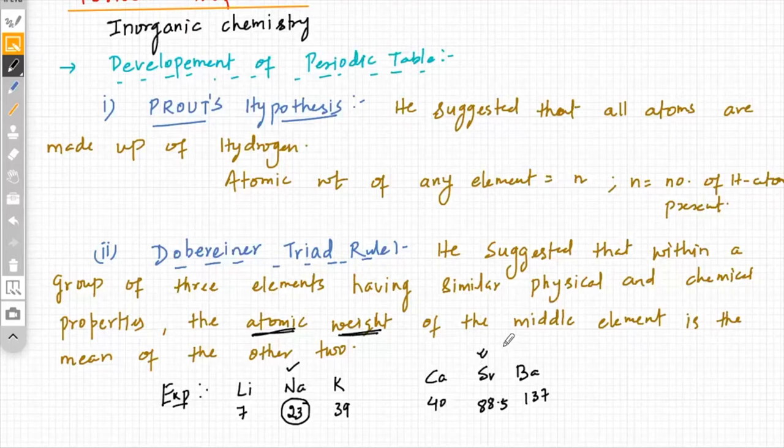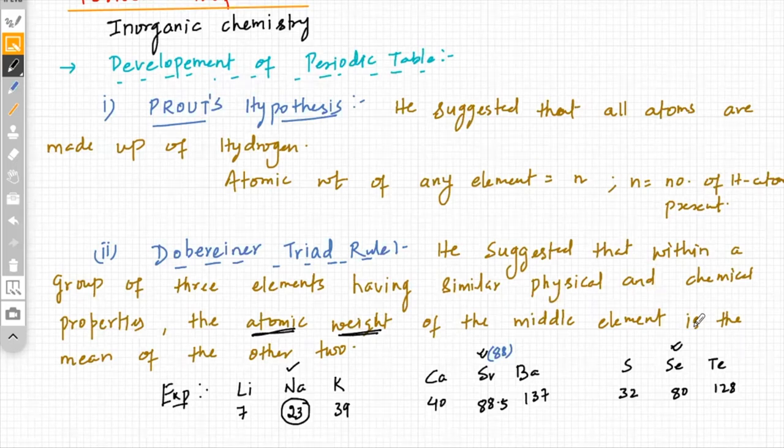It is not true for all elements, only for a few groups of elements, okay? The exact atomic weight of strontium is 88, but still it is close, so we can consider this. If you see sulfur, selenium and tellurium, sulfur is 32 and tellurium is 128, so that would be 160, and the average is 80, which is selenium, so it is valid for this also. So this is the Dobereiner triad rule. All elements could not be arranged this way, and that's why we discarded it. But it is important for the exam too; they have asked which of these groups of elements follows the Dobereiner triad rule.